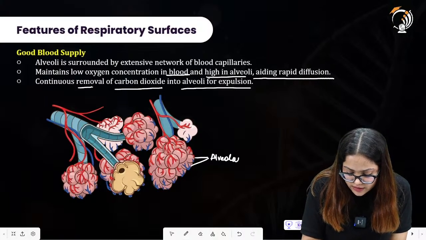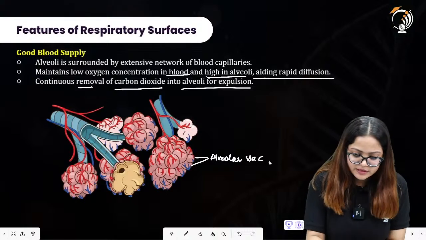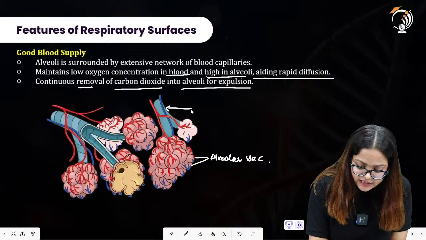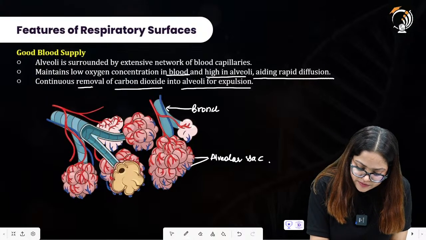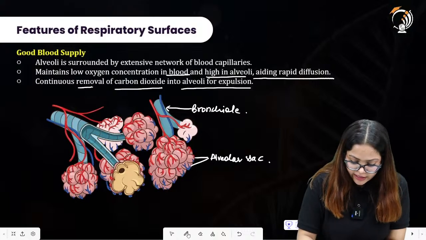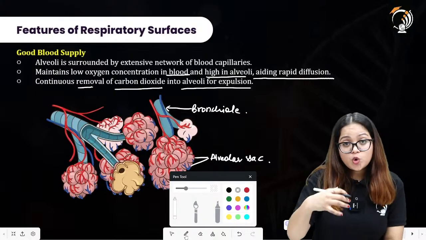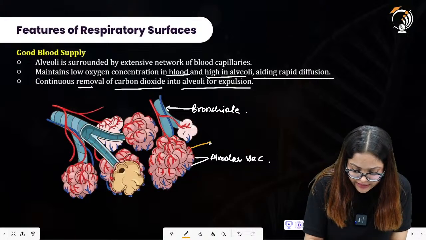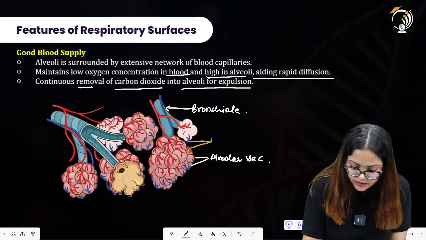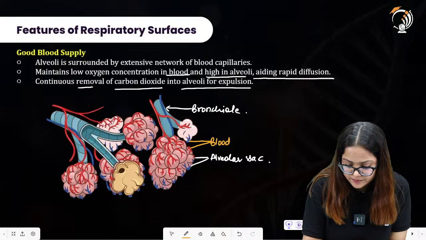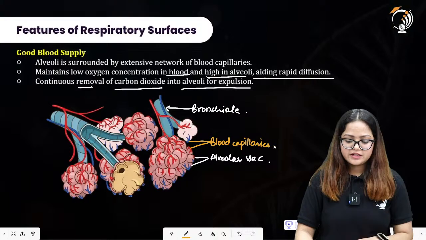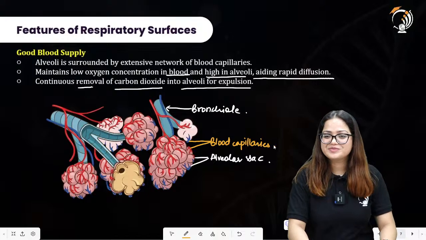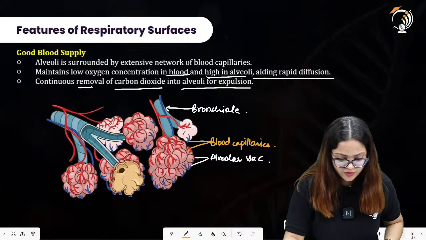Alveolar sac. What are these? These are the bronchioles. And what are these web-like structures present over the alveolus? These are blood capillaries. I hope this is clear. All right. Let's move further.